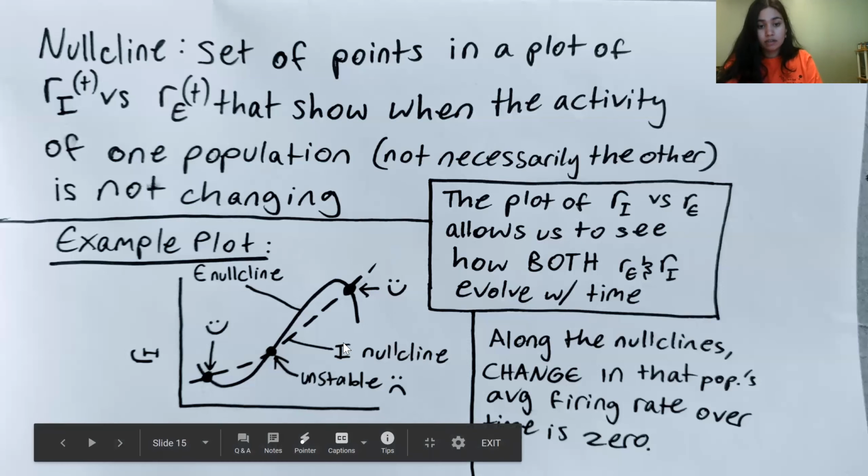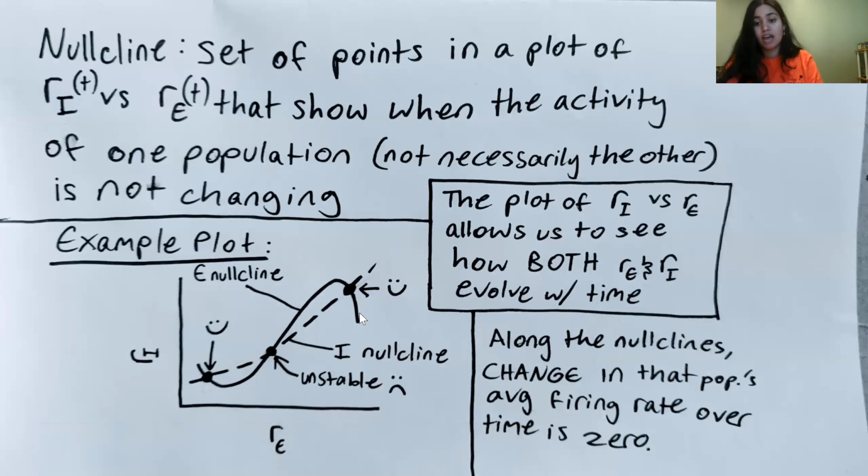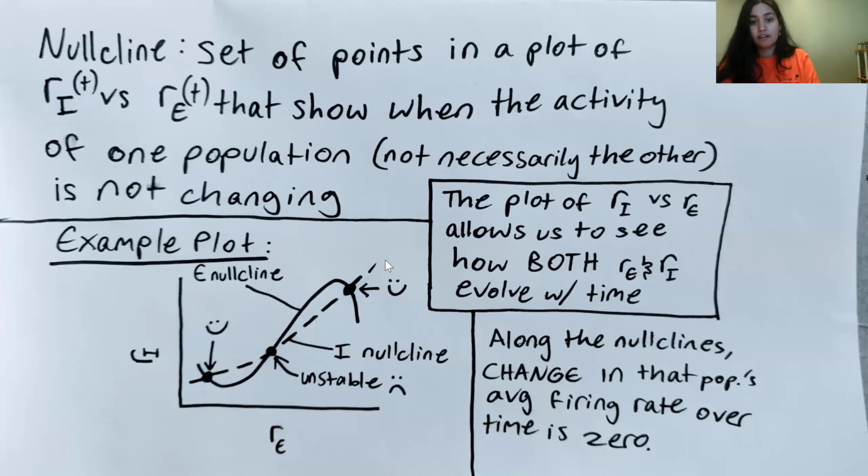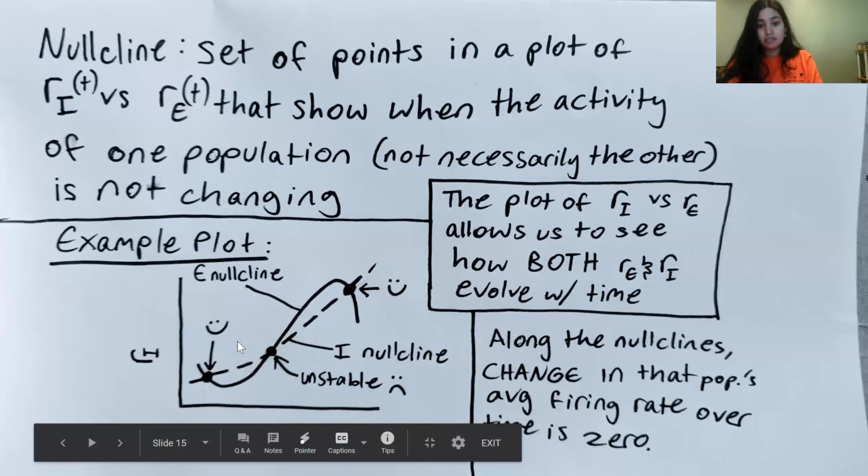So along the nullcline for the excitatory population, the change in the excitatory population's average firing rate over time is 0. Not the actual average firing rate, but just the change in it over time. And it's the same for the inhibitory population, where along this nullcline, the change in average firing rate is going to be 0. And what we find is that the system wants to move towards points where both the excitatory and the inhibitory average firing rates are constant and unchanging. And those are the intersection points of these two nullclines.